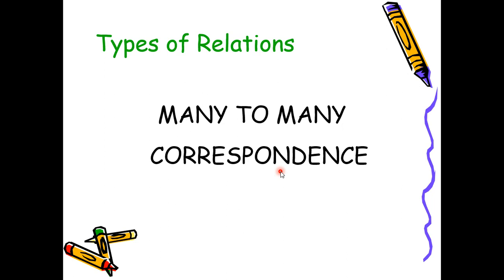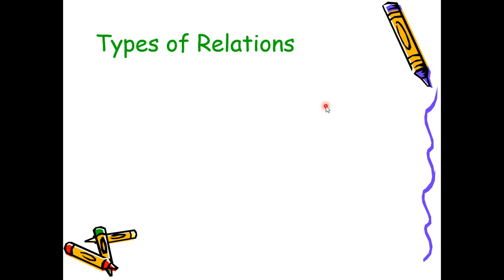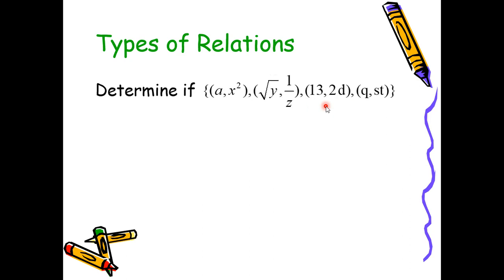We have one-to-one. Take down notes, mga anak, ha? We have one-to-one, one-to-many, many-to-one, then many-to-many. So, yan po yung mga may encounter ninyo once we talk about the relation. Okay? So, start tayo kay one-to-one. Ayan. So, for example, we would like to determine if this set is representing a function. Okay? So, si a, comma, x squared ba daw? The square root of 2y, then comma 1 over z. The 13, comma 2d. The q, comma st can represent a function.